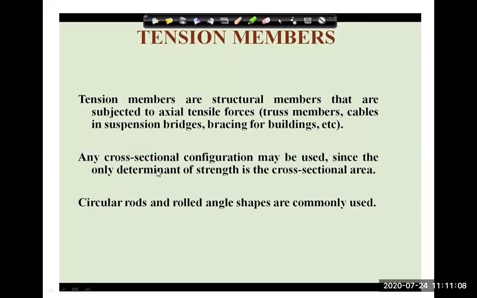Then, any cross-sectional configuration may be used, since the only determinant of strength is the cross-sectional area. This sentence is very important. When any tension member is under loading, axial tensile force, then whatever load comes on that member, the strength it carries depends only upon the cross-sectional area.